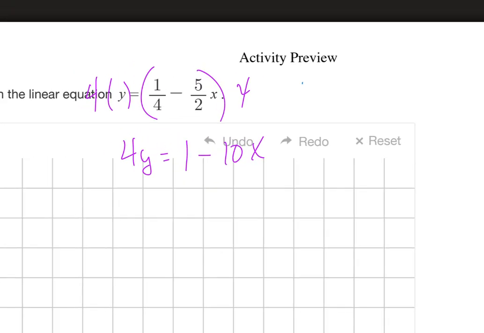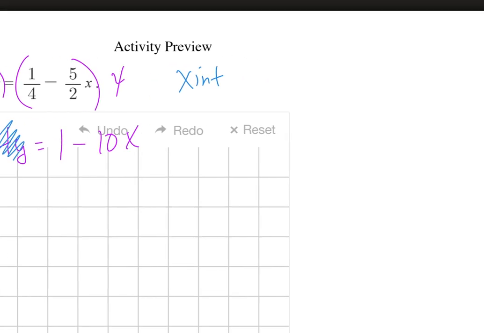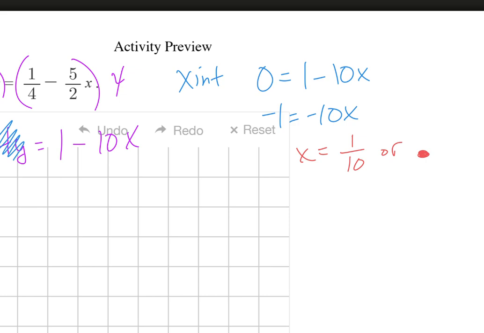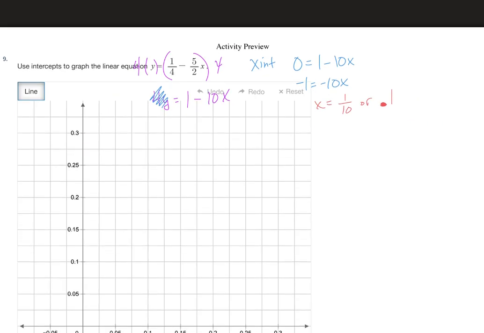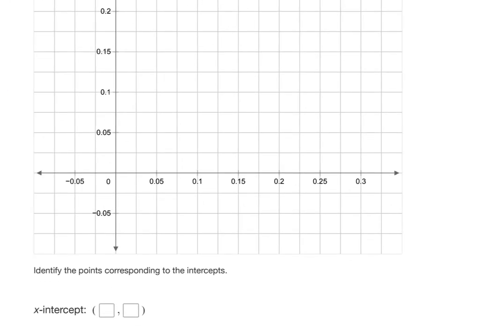Anyway, the x-intercept is when y is 0. So we have 0 equals 1 minus 10x. Subtract 1, divide by negative 10. We get x equals 1/10, or 0.1. So x is 0.1. That's right here.